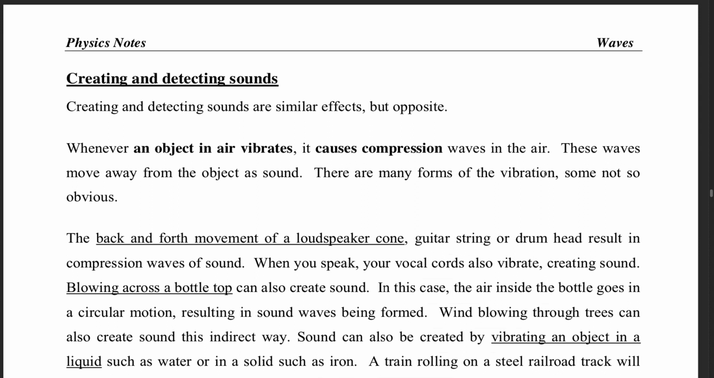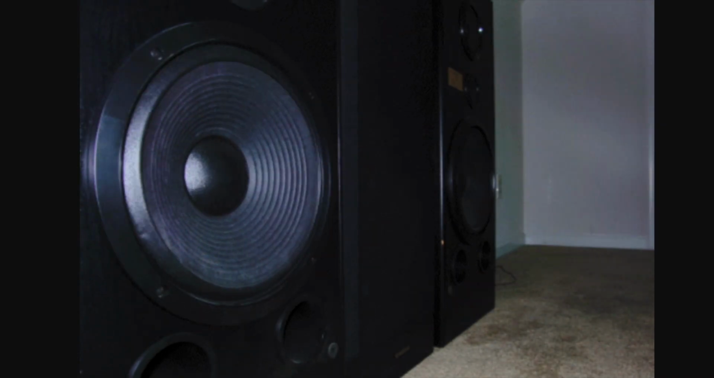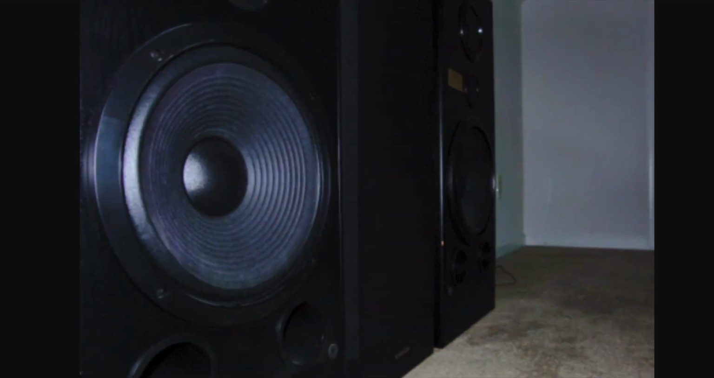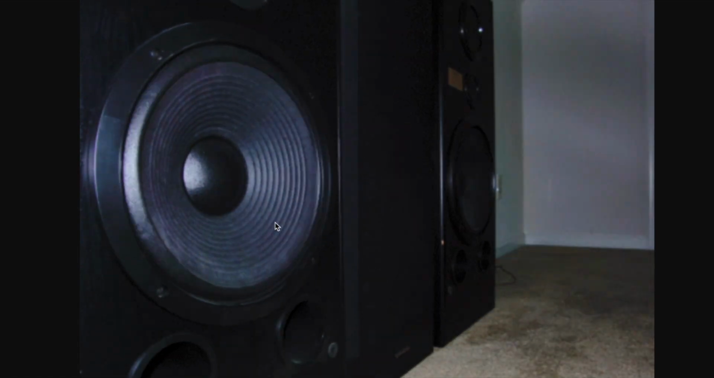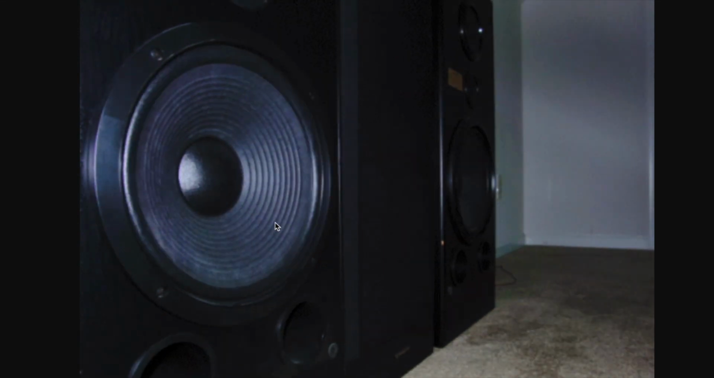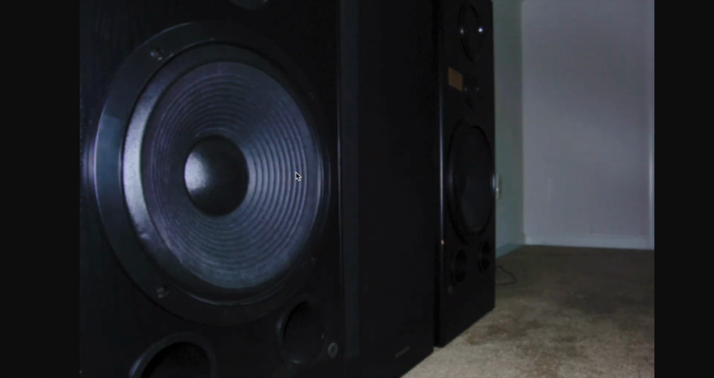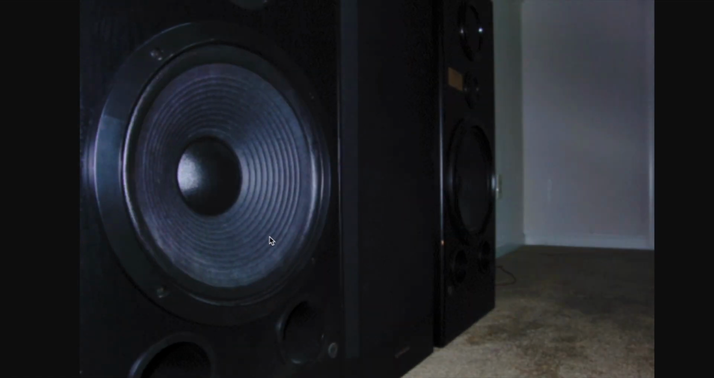There are many forms of vibration, some not so obvious, because not all of these vibrations are visible. The back and forth movement of a loudspeaker cone, guitar string, or drum head results in compression waves of sound. What we are seeing here is slow motion footage of a pair of speakers creating a sound. Now, unless you set your speaker to an extremely low frequency, a frequency that our ears cannot even hear, we'll talk about this later, you will not be able to see the speaker move like this. That is why this is a slow motion capture of the speaker moving.